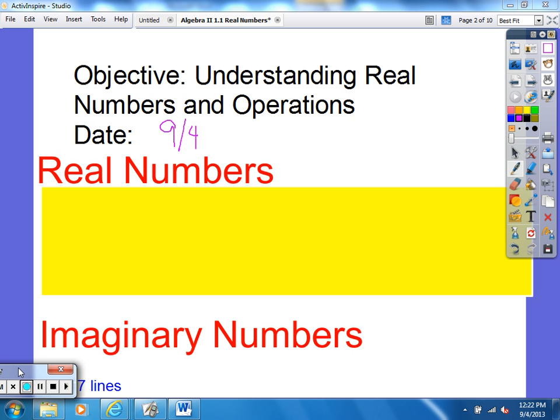So today we're going to start with some vocab. And our first piece of vocab is real numbers. So go ahead and write that down. And can anybody tell me anything that you know about real numbers? Or maybe an example of a real number. Jake. Okay. A whole number is a real number. That is correct. Anybody else? They are decimals. That is also correct.